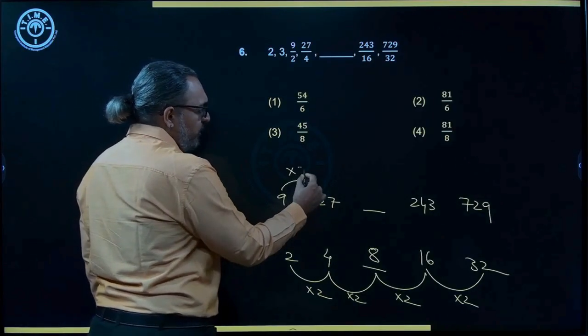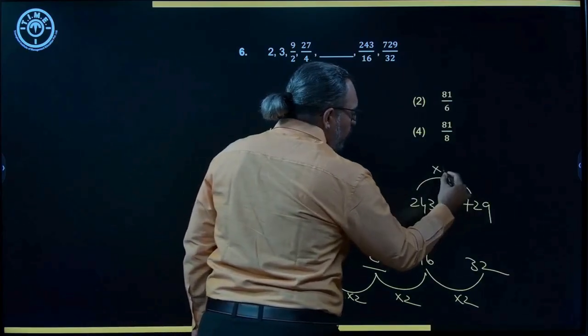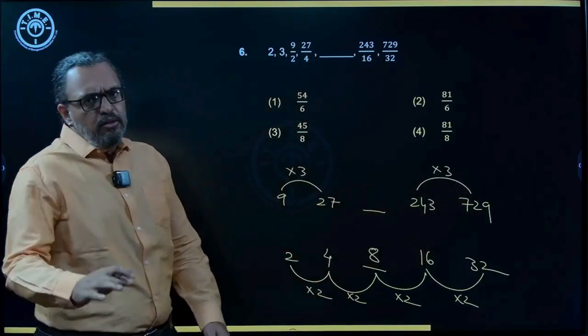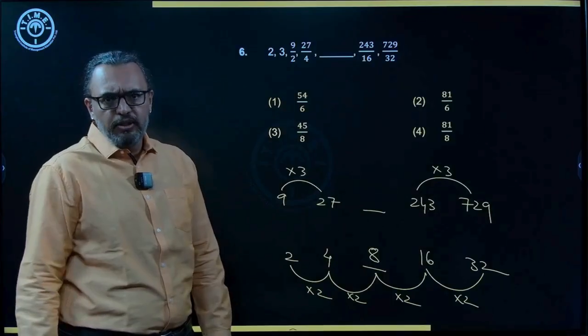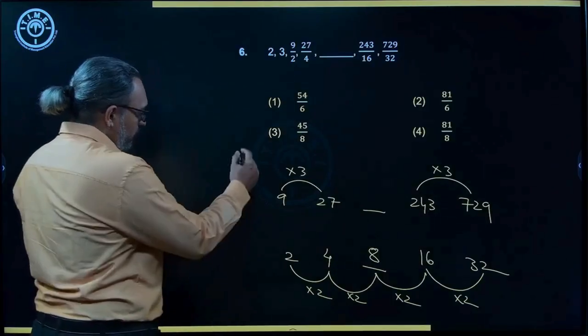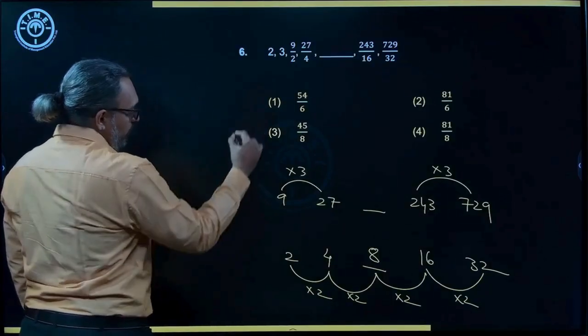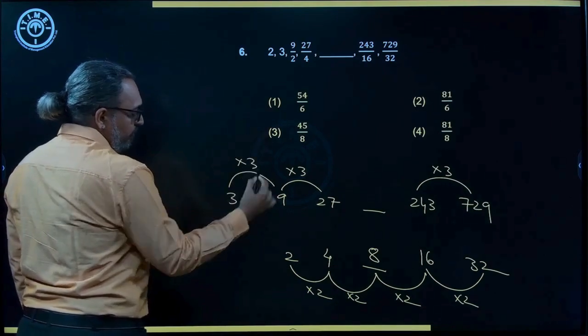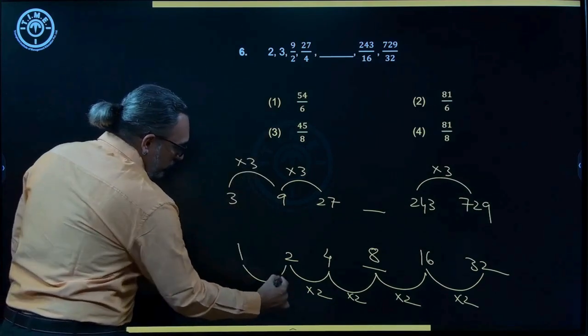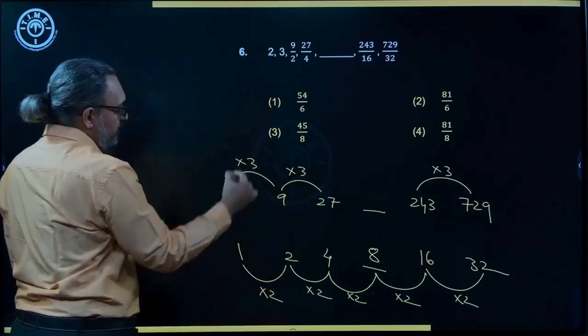This is 9 into 3, 27. This is 243 into 3. Yeah, okay. So into 3 would work, correct? So that means because you have a 3 here in the beginning, so this is into 3. That means this should be 1, so that this is 1 into 2. So basically that is 3 by 1.